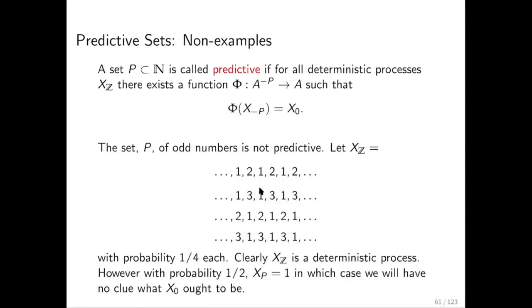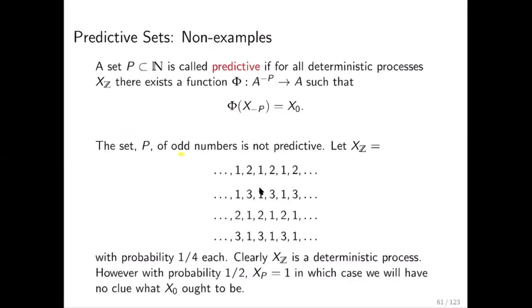Here's a non-example. The odd integers are not predictive. This is because of the example we had before, where we looked at periodic sequences. And we said that if I told you the periodic sequence along the odd integers, you have no idea what the periodic sequence is along the even integers. So it turns out that the odds are not predictive.